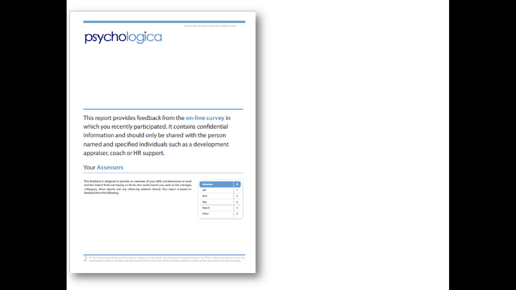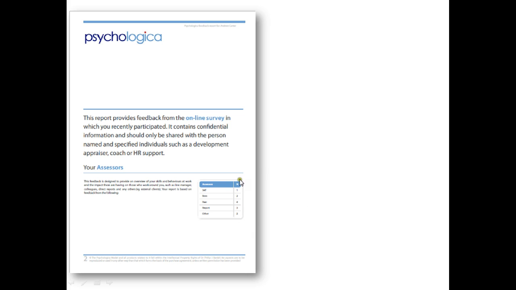On the inside page, we see a brief introduction and a list of the assessors who have responded to the online survey. These include the focus of the 360, who is referred to throughout as self. We also see the boss, to whom this individual reports. We see colleagues at the same level who are referred to as peers. We see individuals who report to the target, members of staff, and any others who are specified as assessors.